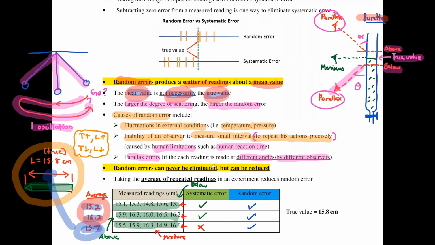Lastly, random errors can never be eliminated, but they can be reduced. This is in direct opposite to systematic errors. Taking the average of repeated readings here would actually reduce random error.